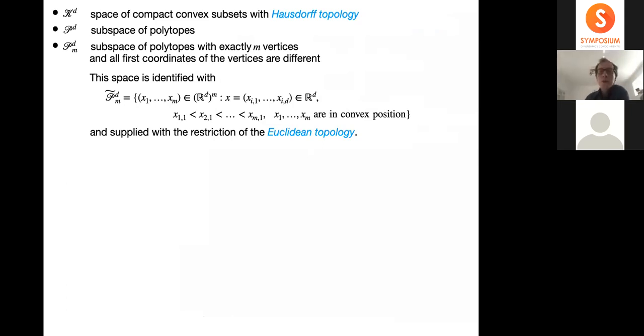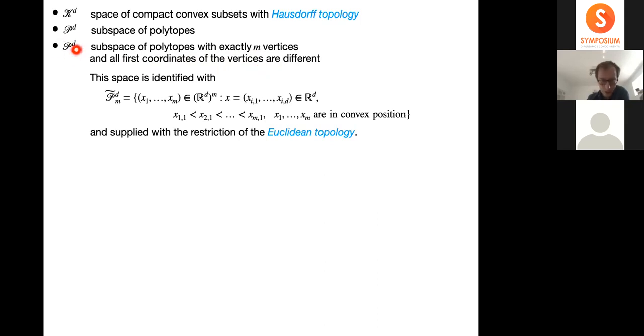For this, we need a few notations. We need the space of compact convex subsets supplied with the usual Hausdorff topology. This is the space in which we want to show weak convergence, the space calligraphic V. Then we have the space of polytopes sitting inside this space of compact convex subsets. This is a subspace. And then we need a further subspace, P_d^m. This is the subspace of all polytopes having exactly m vertices, such that all first coordinates of these vertices are different.